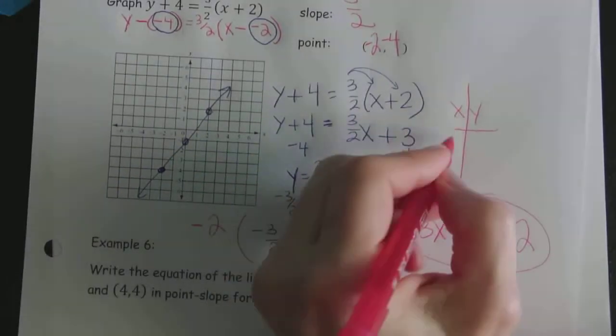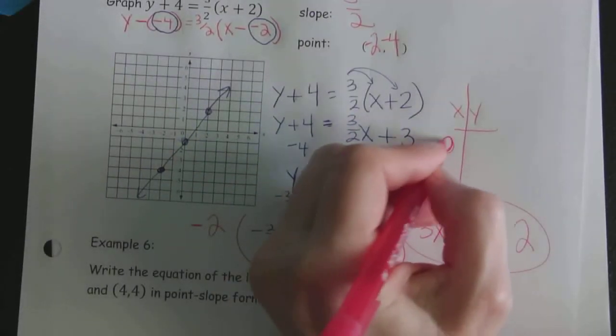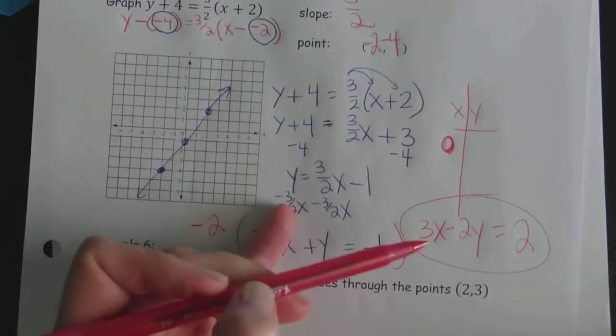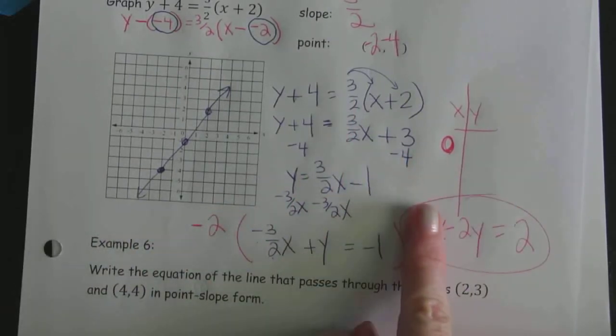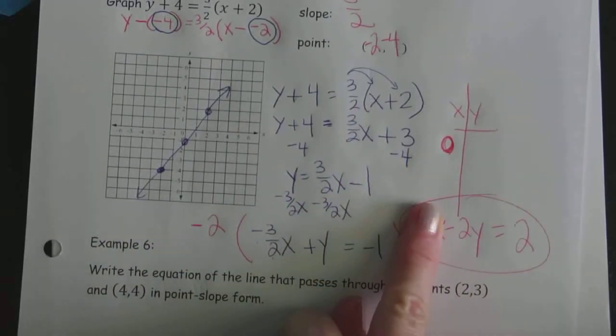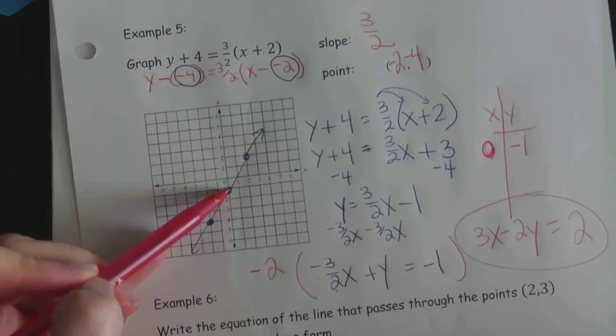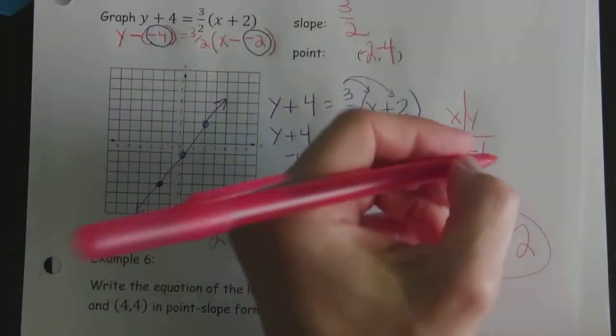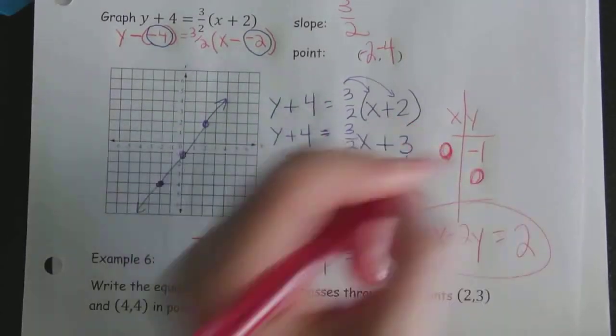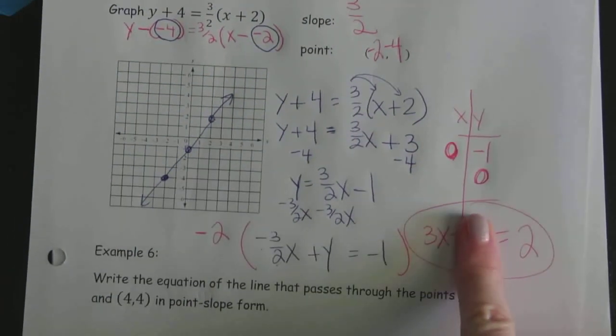How do I graph from standard form? I make a chart. I find my intercepts. For the y-intercept, I let the x be 0. If I let the x be 0, bye-bye. I have -2y equals 2. Divide both sides by -2, and I get -1. Ta-da! 0, -1. Already got it.